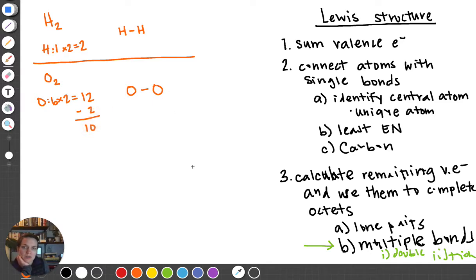Both of my oxygens would need 3 sets of lone pairs, right? So 1, 2, 3, 4, 5, 6, 7, 8, 9, 10, 11, 12. I don't have that many lone pairs. So I know that I have to use a multiple bond. So you always start by checking if a double bond will do ya. So now I have 8. Each of my oxygens needs 2 lone pairs. I use 2, 4, 6, 8. So this is my Lewis structure for oxygen, my diatomic molecule.